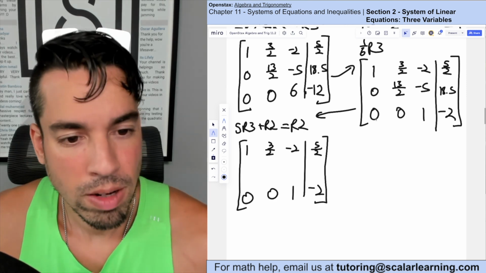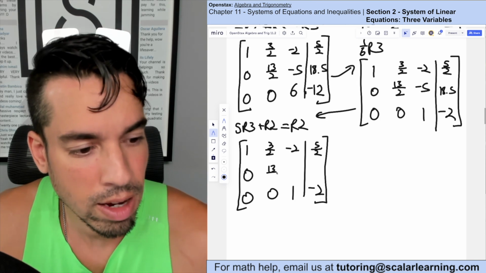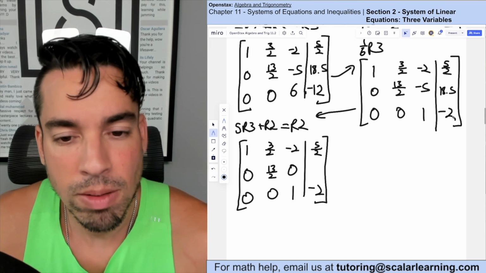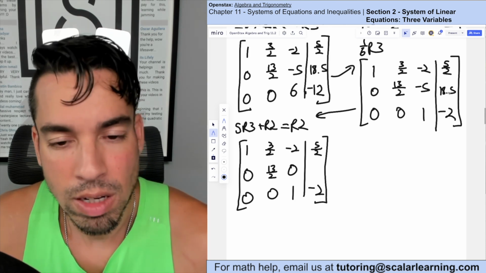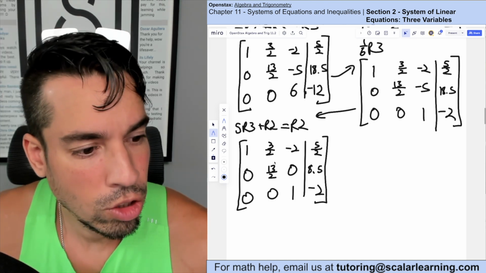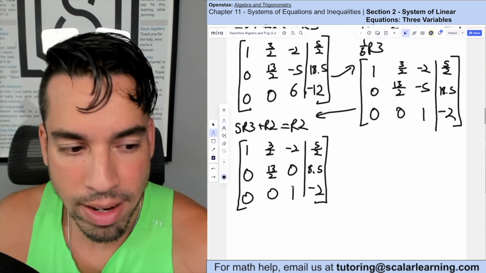Let's check it out. So 5 times 0 plus 0 is 0. 5 times 0 plus 13/2 is 13/2. And 5 times 1 plus -5 is 0. 5 times -2 is -10, plus 18.5 is 8.5. Now, all I need to do is flip this into 1, right? And then we'll have this entire diagonal of 1s.